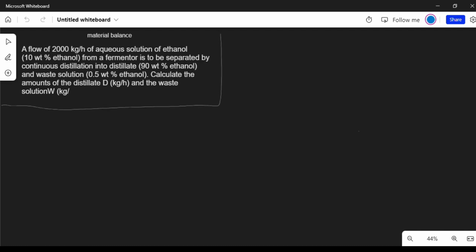From the concept of total material balance, we usually equate whatever we input into the system to be exactly equal to whatever comes out of the system plus whatever gets accumulated into the system. So we usually use the relation: input is equal to output plus accumulation. Pardon me, anytime I write ACC, it means accumulation.